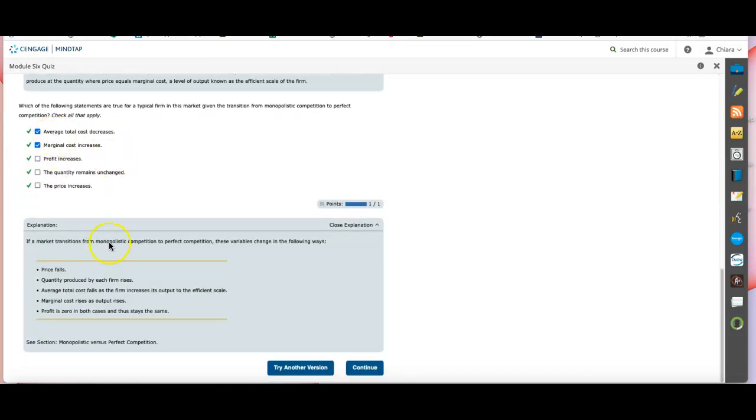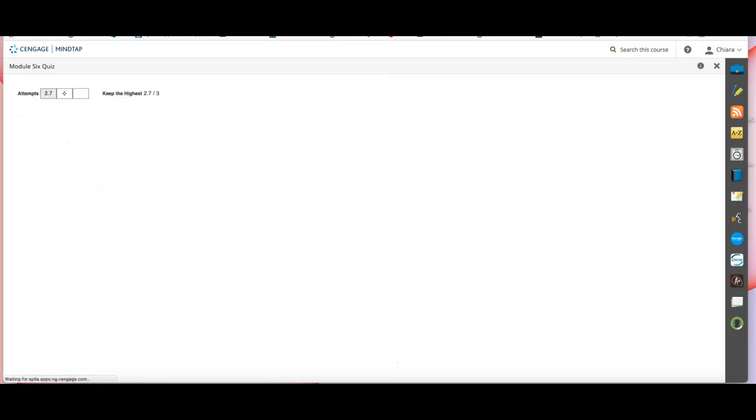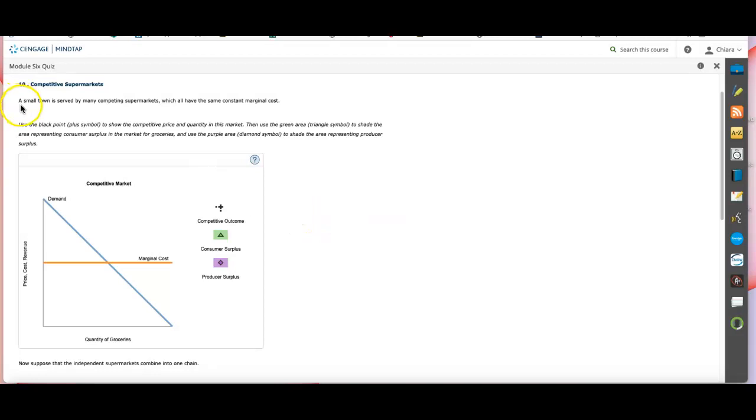And that is correct. Now these change for every question, so you won't be able to copy what I'm doing in here simply because they might be a different question. So for question number 10, we're going to look at competitive supermarkets and compare them a bit to monopolies.